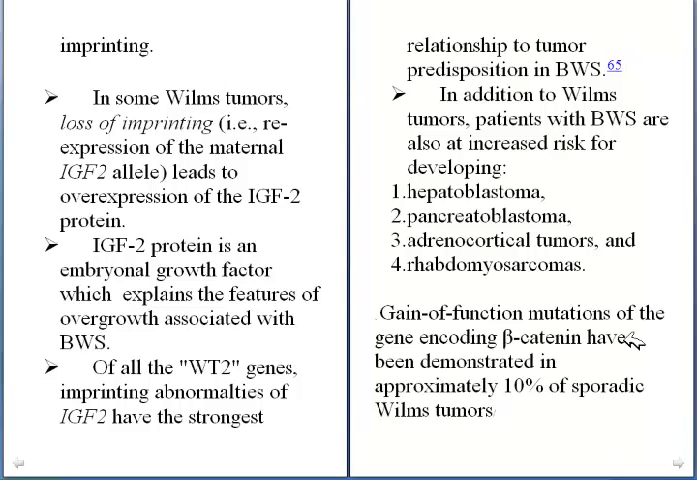So of all the WT genes, the imprinting abnormalities of insulin-like growth factor 2 have the strongest relationship to tumor predisposition in BWS. In addition to Wilms tumor, the patients with BWS are at increased risk for developing hepatoblastoma, pancreatoblastoma, adrenocortical tumors, and rhabdomyosarcomas. And there's a very strong relationship in about 10% of the Wilms tumor cases between the Wilms tumor and the gain of function mutation of the gene encoding beta-catenin.